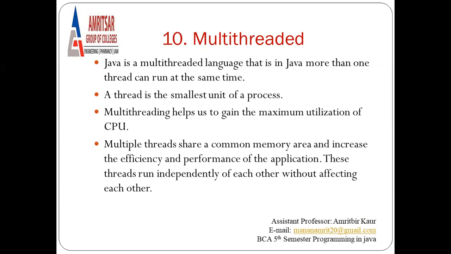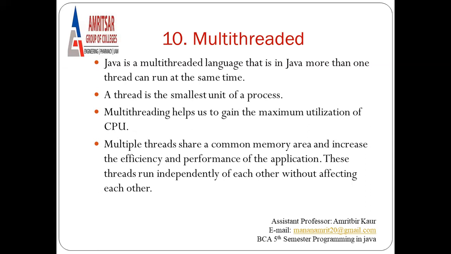The next feature of Java is multi-threaded. Firstly, what is multi-threaded? Multi means more than one, threaded means threads. So Java is a multi-threading language. That is, in Java, more than one thread can run at the same time. Now, what is a thread? A thread is the smallest unit of a process that performs some function.